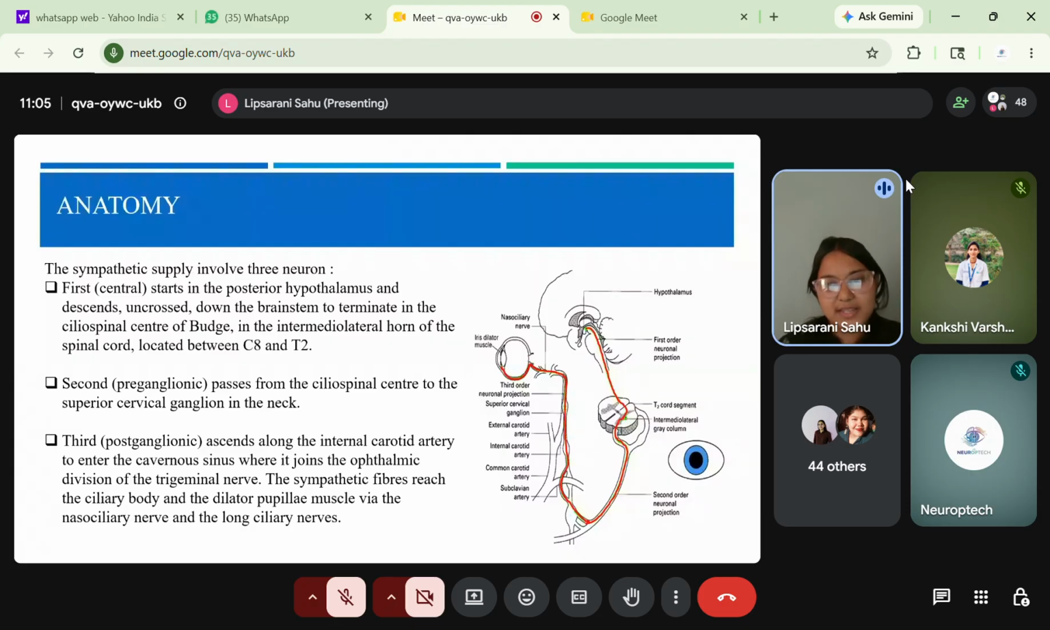From the ciliospinal center of Budge, the second order neuron arises. These are also preganglionic neurons, because the nerve fibers do not have synapses yet. The sympathetic nerves are closely related to the apex of the lungs. This anatomy is important to know, because a lesion in the apex of the lungs or pleura may affect the sympathetic pathway.